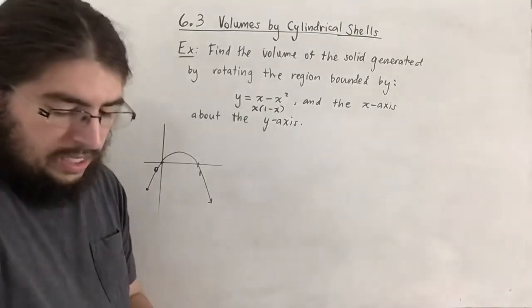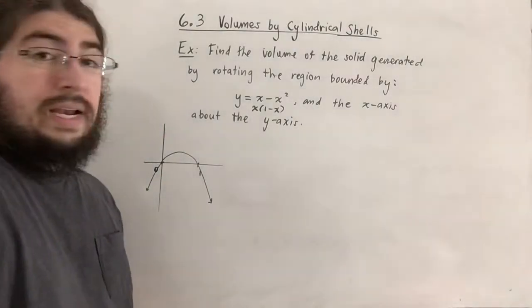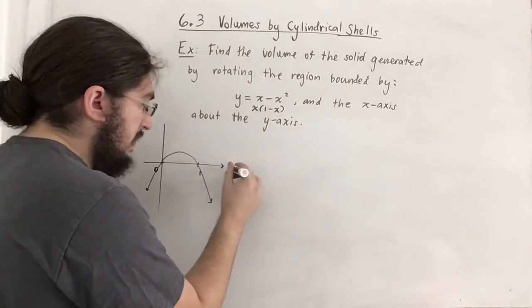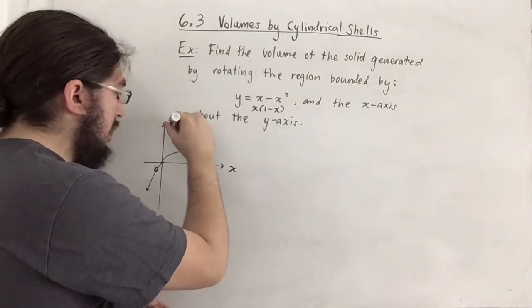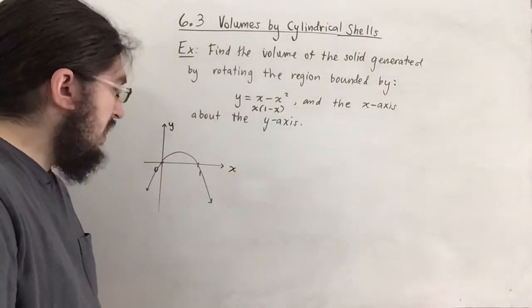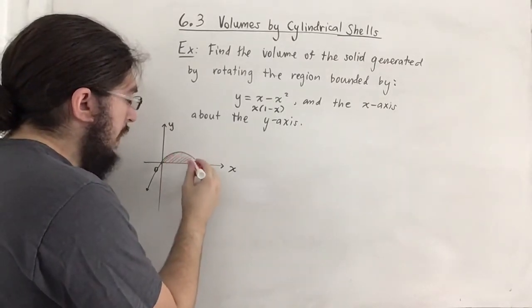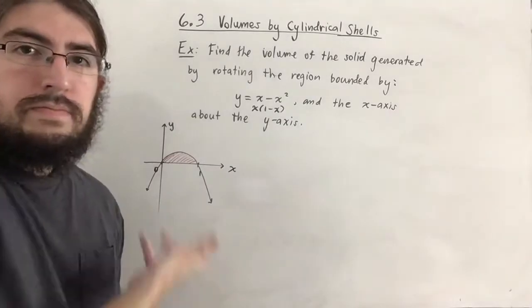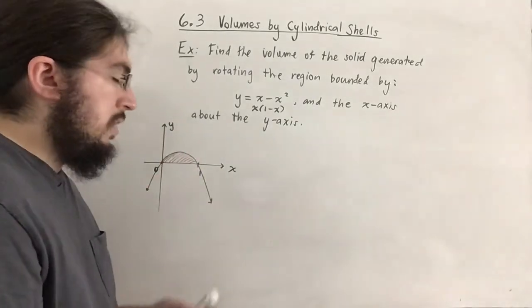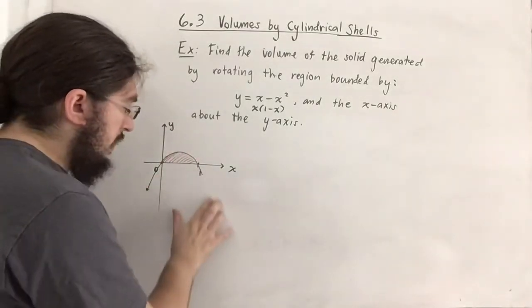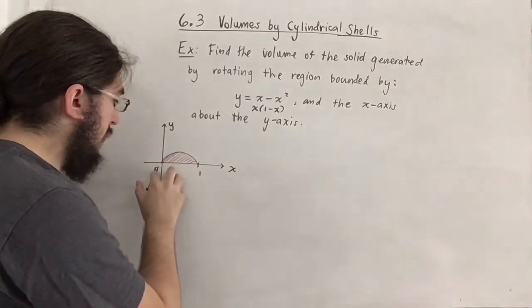Now notice the region bounded by this curve and the x-axis, remember obviously this is the x-axis, this being the y-axis, would be this shaded region right here. So the region that we're rotating about the y-axis is defined. We understand what that is. So now we don't actually need these arrows. So really just this piece right here.